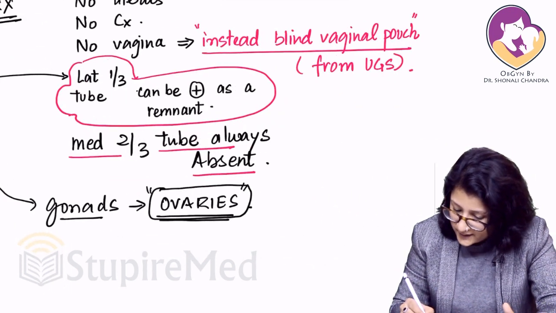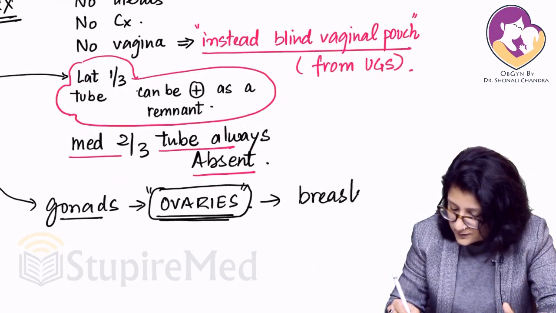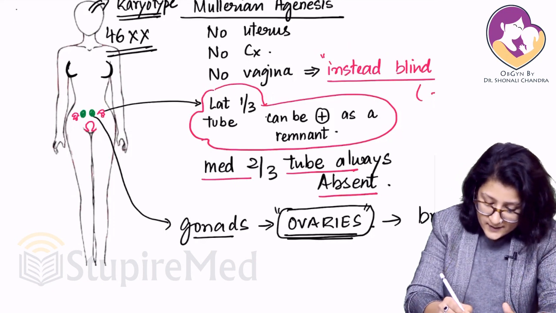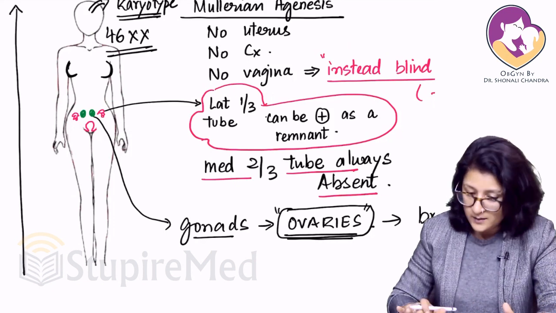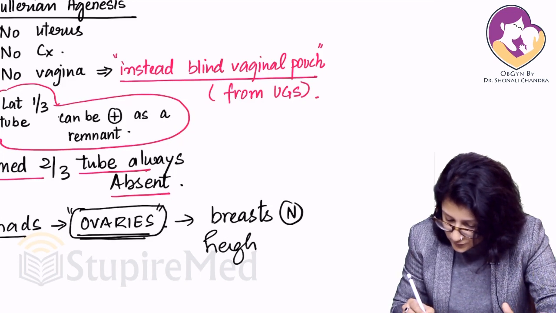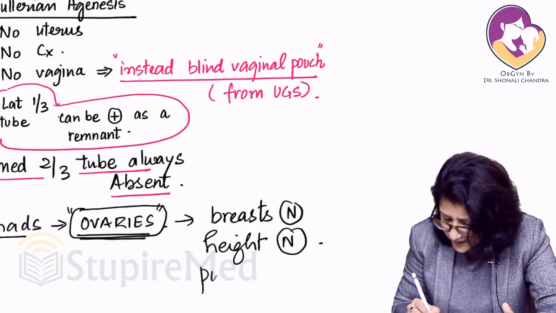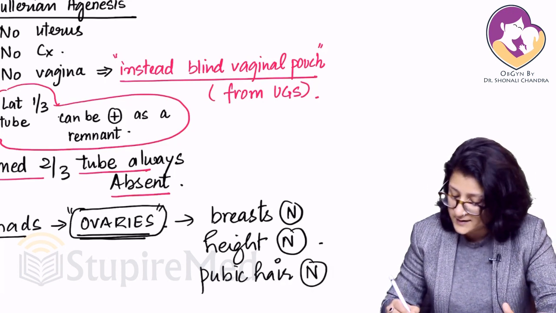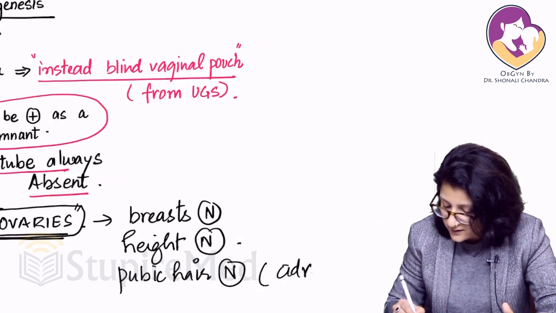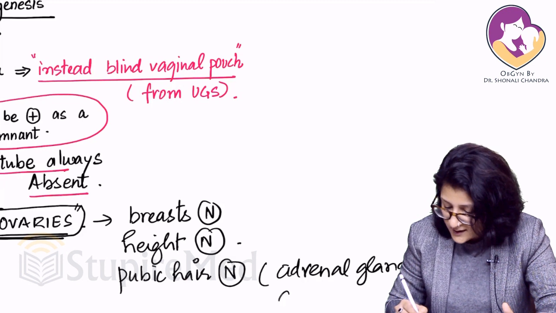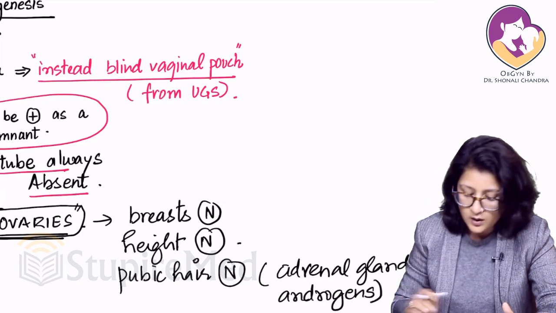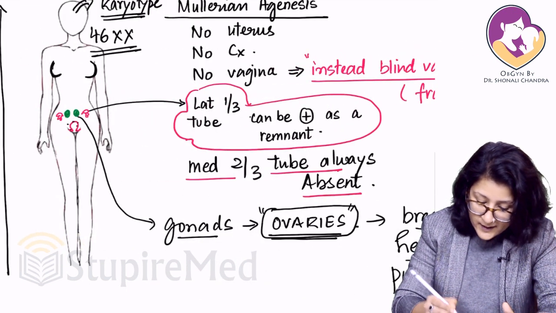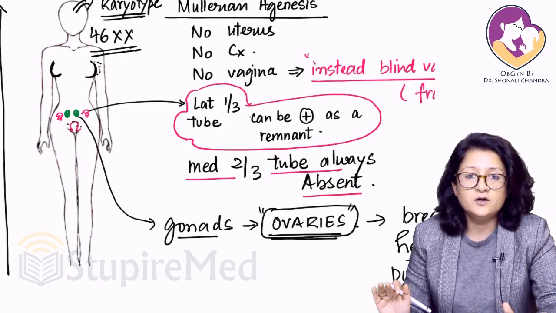So the breasts are going to be normal, as we can see in this figure here. The height is going to be normal. The pubic hair, which actually comes from the adrenal gland androgens, so the pubic hair development is also normal. So breast normal, height normal, and the pubic hair and the axillary hair are all normal in development.